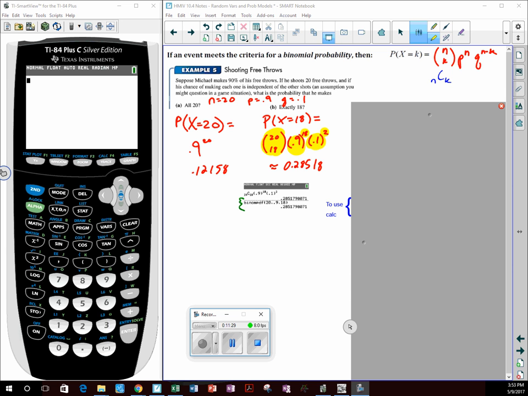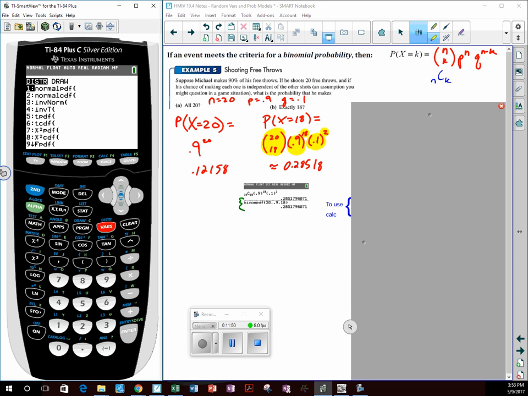Right, so on your calculator, you want to find the distribution menu. That is right above the vars button, the variables button. So you're going to go second, and then the variables button, and that takes you to, if you see above, it says DISTR for distribution. We want the binomial PDF.